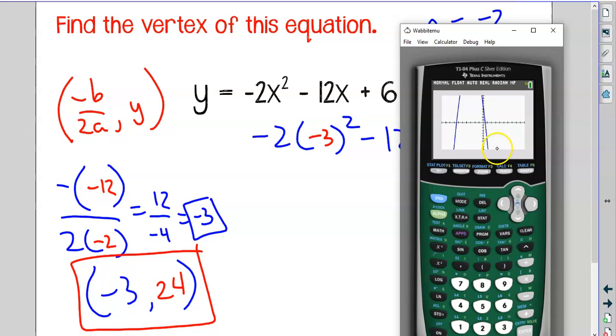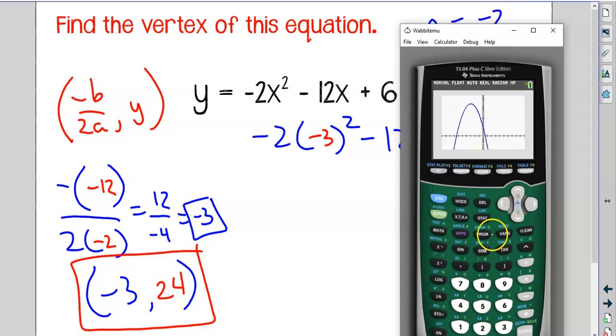So here's what I'm going to do. I'm going to change my window. That means what I'm looking at. I'm going to change my window so that instead of going all the way up to 10 on the y-axis, I'm going to make it go up to 30. Now let's take a look. Now I can see the top.